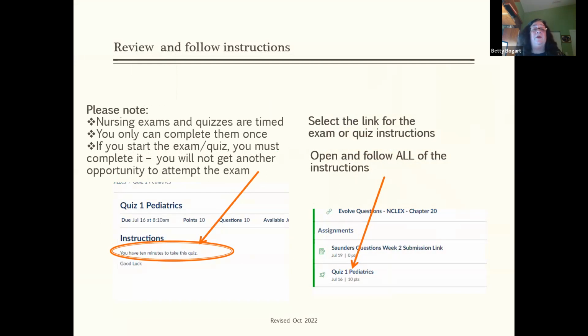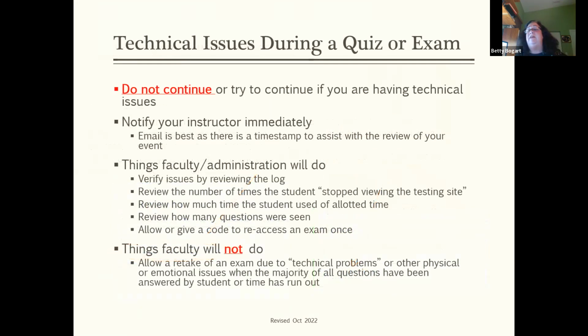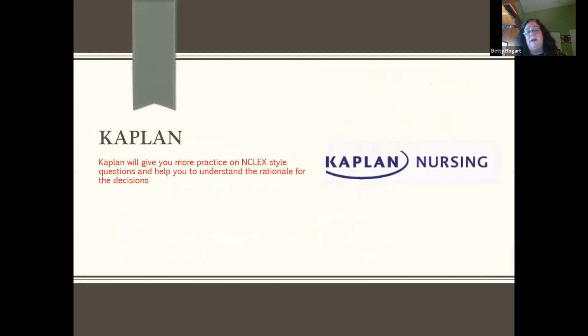So we know about the quiz already. I've told you about it. If you have problems, again, just let me know. Now, Kaplan, it's not due to the end of the semester. This is one of the things that is open for you. You can do it whenever you want. There is a math and there's pediatric A, B, and C. Don't send me a screenshot.